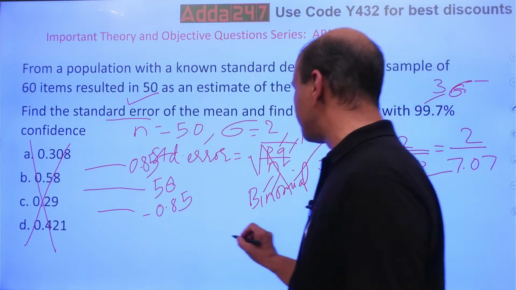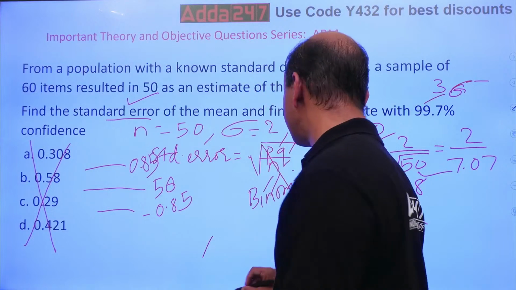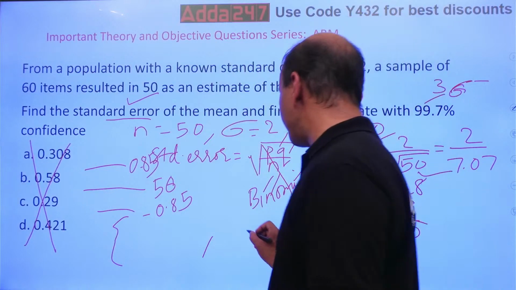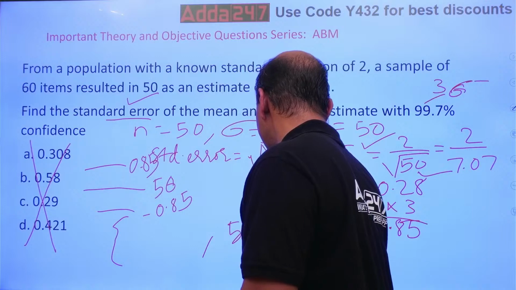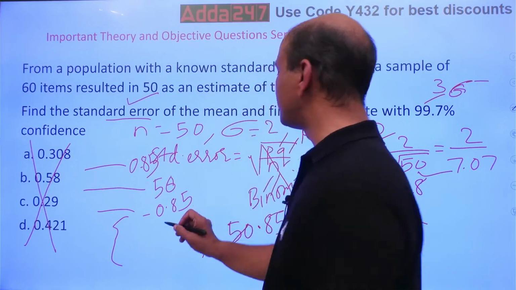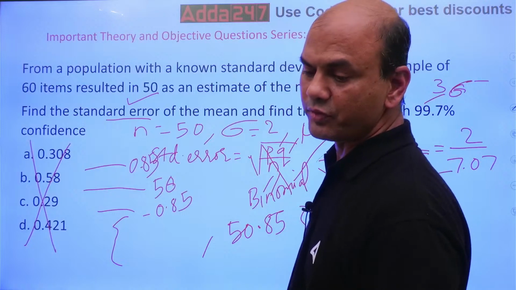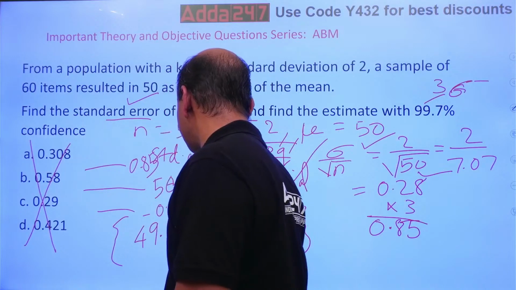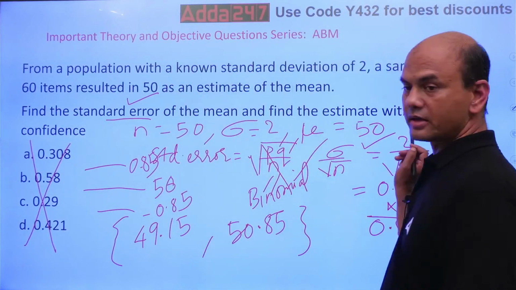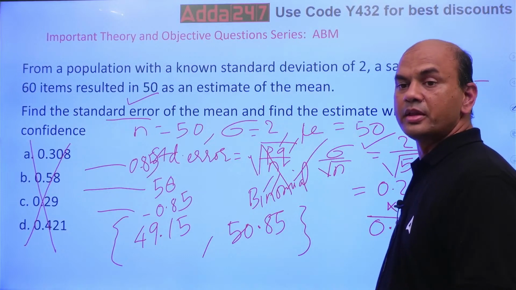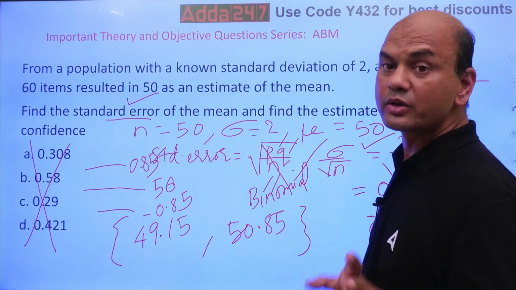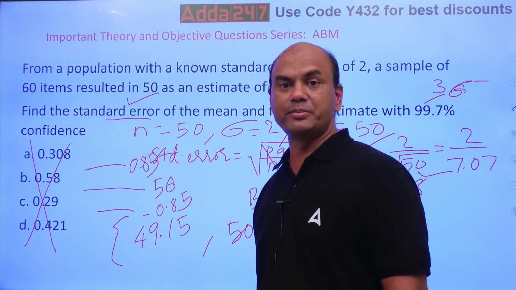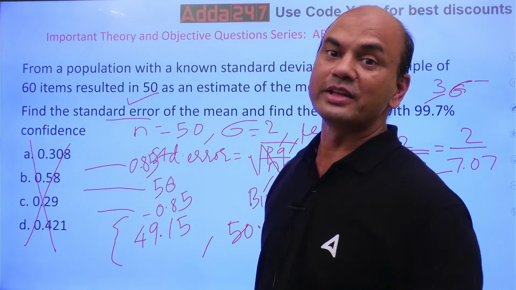So 50, the answer will be, I'll put a comma. This is maxima, this is minima. So it will be 50.85, and the minima is 50 minus 0.85, so 49.15. This is the answer with 3 standard errors, 99.7. Now you try with 2 standard errors, meaning 95.5. Let me see.